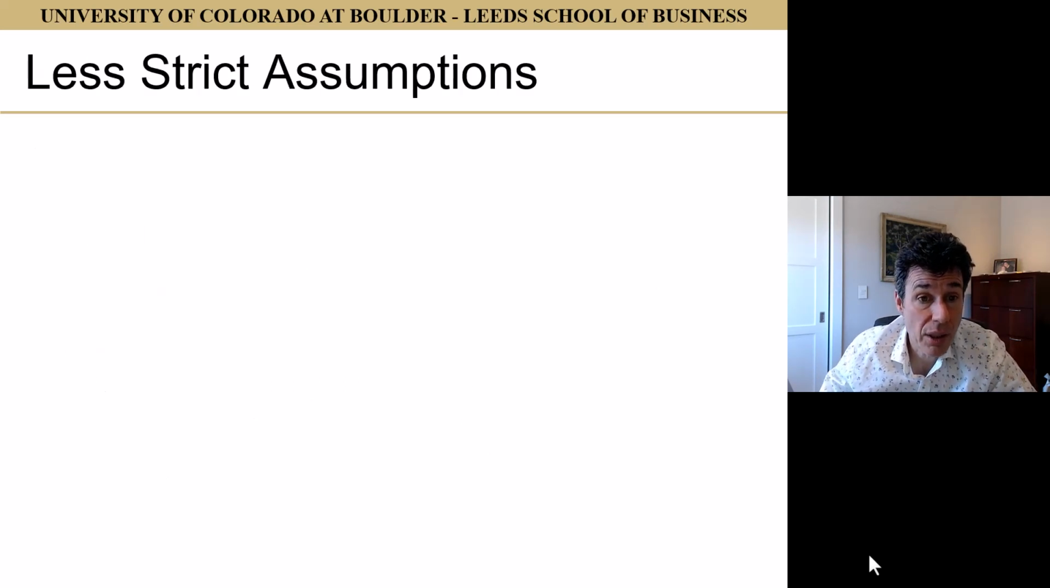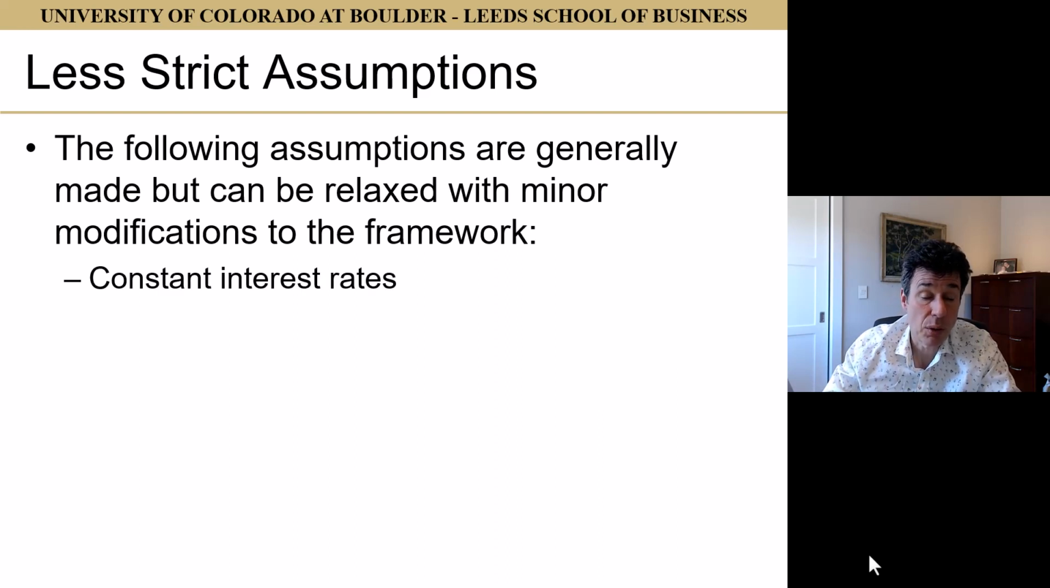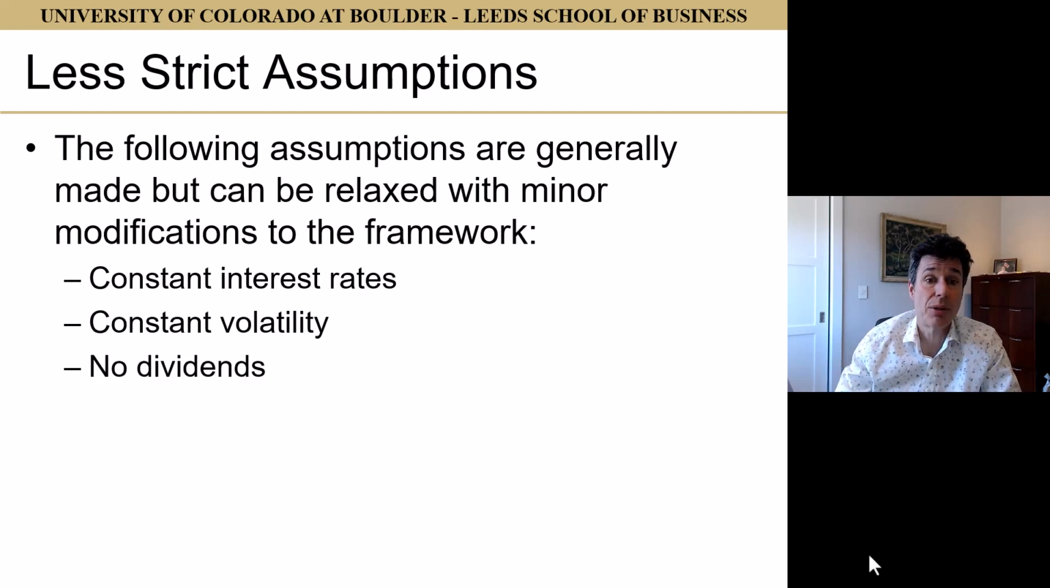Okay, second, we've got some assumptions which are a little bit less strict. So constant interest rates, constant volatility, and no dividends. All of these can be relaxed when we're trying to price European options, and the framework still works. When the framework was originally set up, one made these assumptions. Now these assumptions have been relaxed and we can still work within the framework. We have to make slight modifications, but things still work.